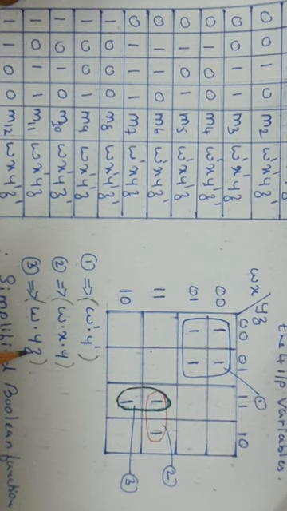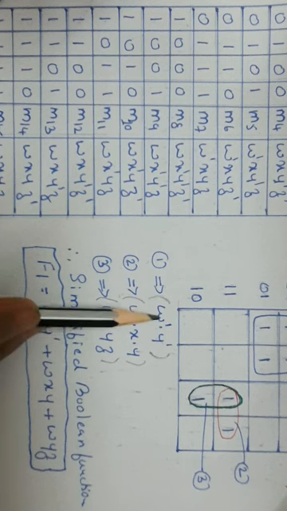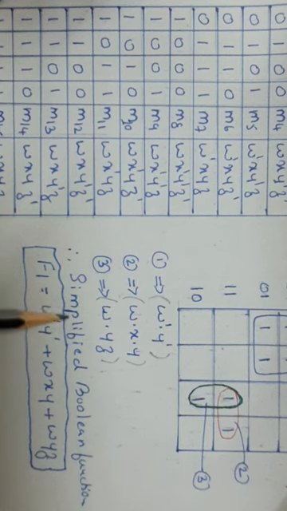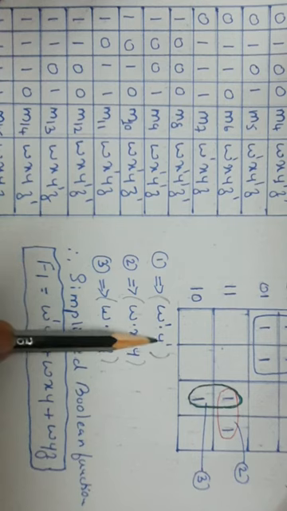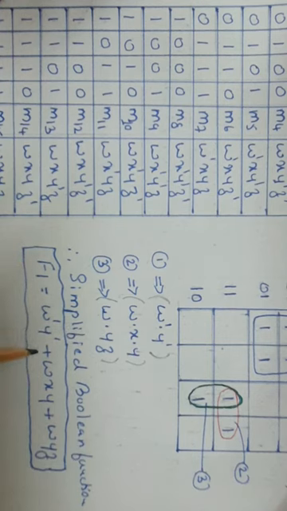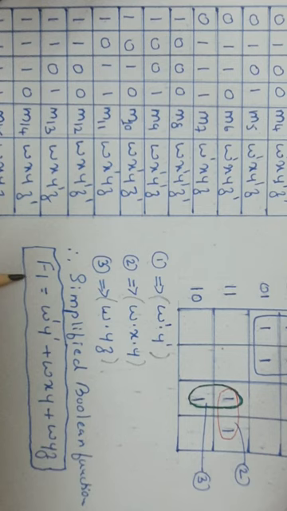Now, writing with respect to the three groups, row wise what is common, column wise what is common in each group, that we have written. So these form the final expression now. Hence, the simplified Boolean function is f1 equal to w dash y dash or w x y or w y z. This is how using K-map we simplify the given Boolean function.